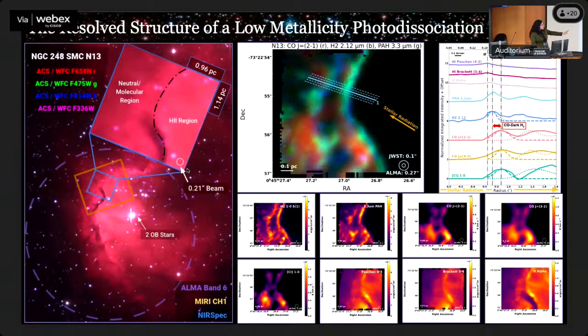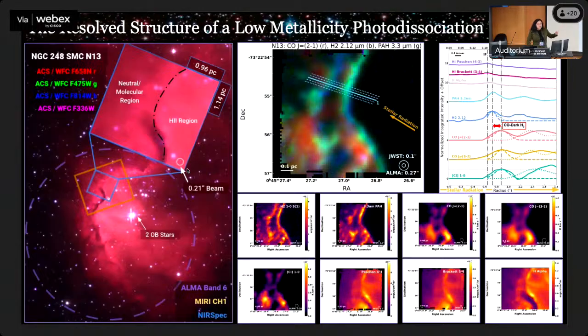And so you can see that we target a couple of different tracers. We target the H2 S(1) line. We target the 3.3 PAH feature. We have some ALMA data as well. So we have CO J 2 to 1, 12CO J 3 to 2, C I 1 to 0. We also have some H2 rovibrational lines.